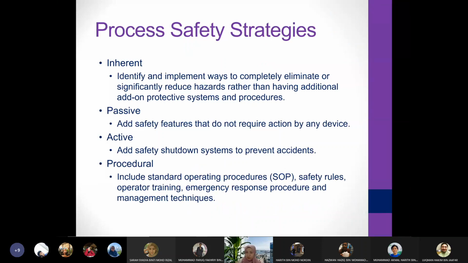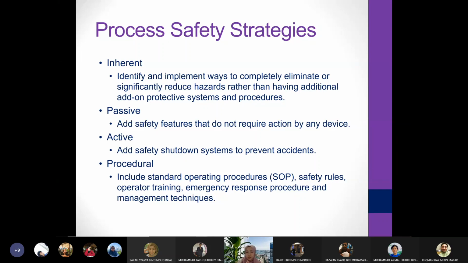Okay. So process safety, the strategies are, firstly, the inherent strategies. The essential one is we have to try to eliminate completely. You identify what the hazards are, and think about ways of how you can completely eliminate the hazard. Or if you cannot do that, try to significantly reduce the hazard. So it's prevention. Prevention is always the best thing to do, rather than trying to add on protective systems and procedures. Try to eliminate them first.